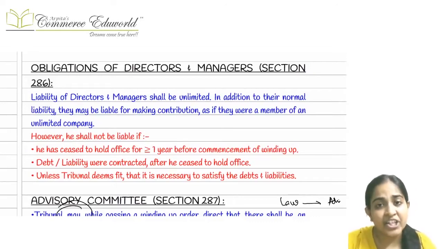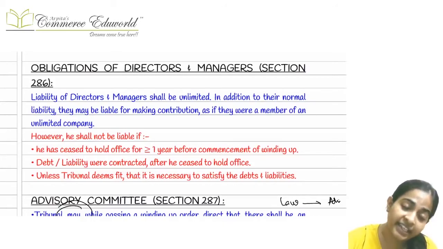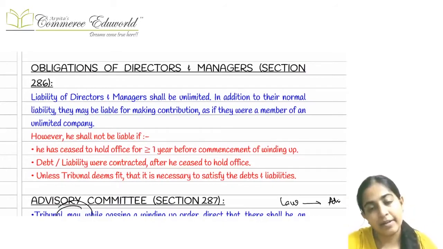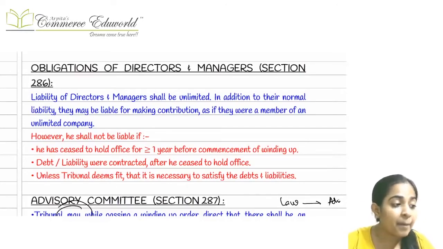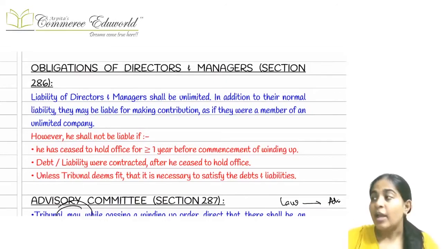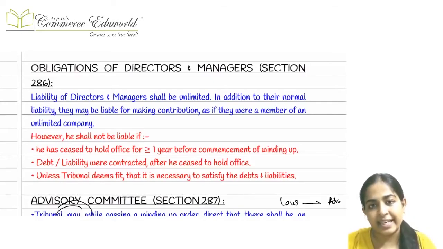See, if they are having any shares in the company, then that liability is separate. But just because they were the directors, managers in the company, their liability becomes unlimited. But if they prove that they were not liable, if they had left the company before the last 1 year, then they are not liable. If the liability arose after they ceased to hold the office, then they are not liable. So these are basically the exceptions.